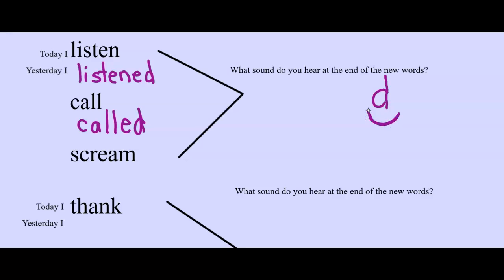Today I scream. Scream is our verb. If we said it happened yesterday, that makes it happen in the past. So it's past tense. We must add an ed. So I say screamed. And the ed at the end makes the D sound. Let's try a few more.